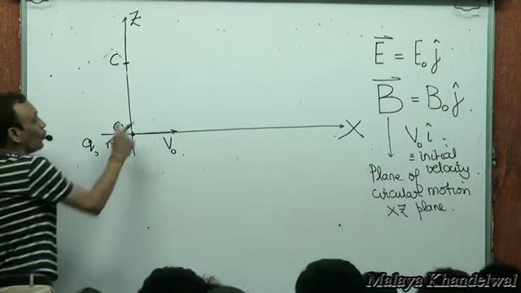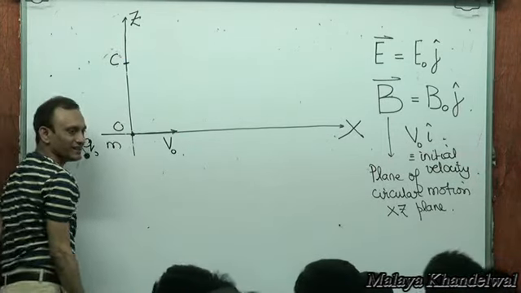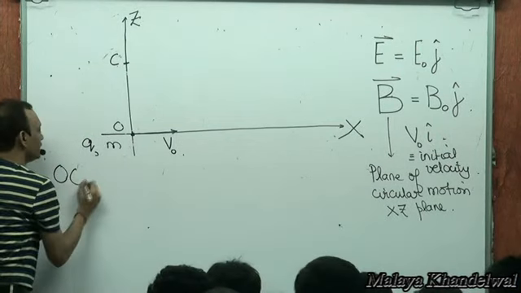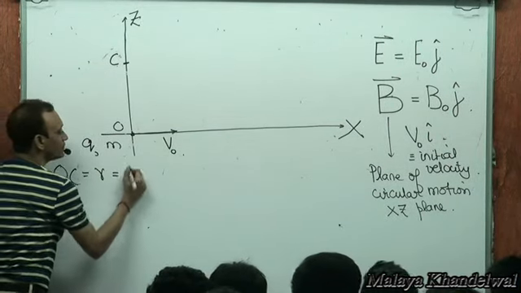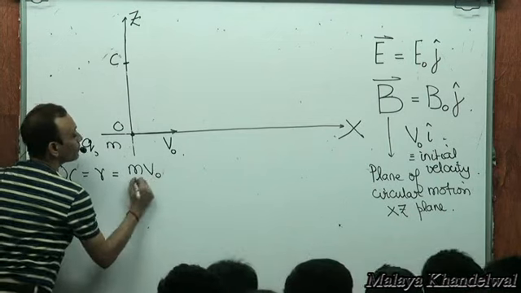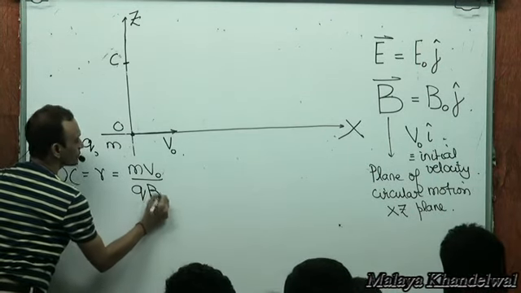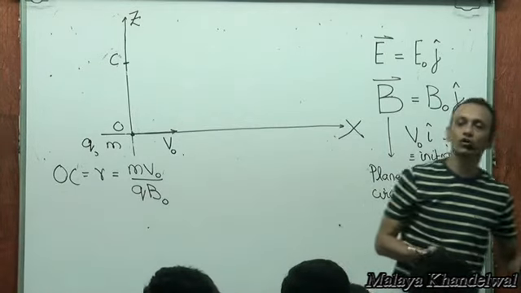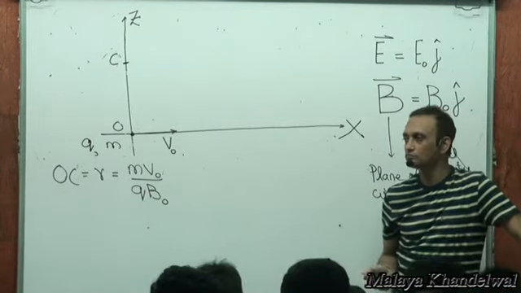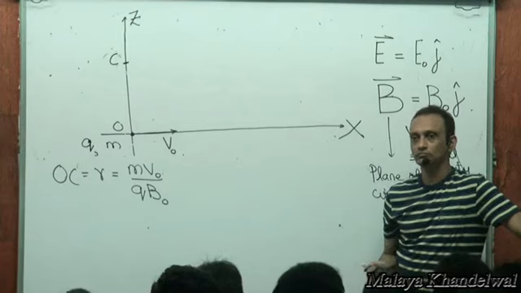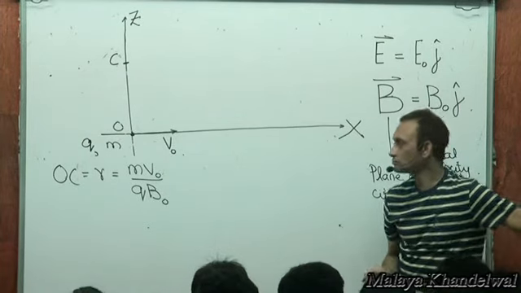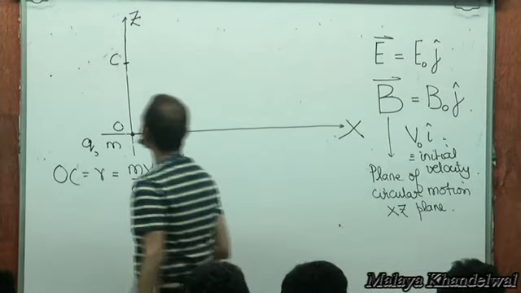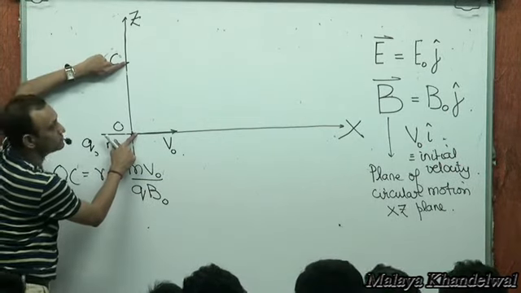Where OC will be the radius of the circle. Yes or no? OC will be the radius R of the circle, which would be m v naught by q B naught. This is the radius R.